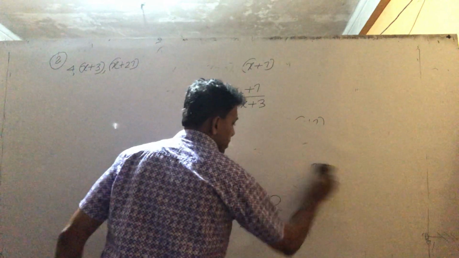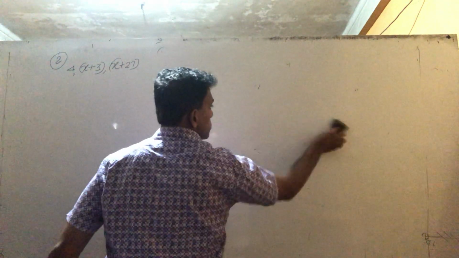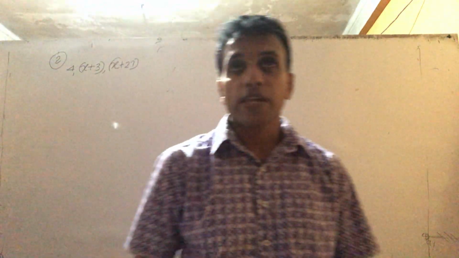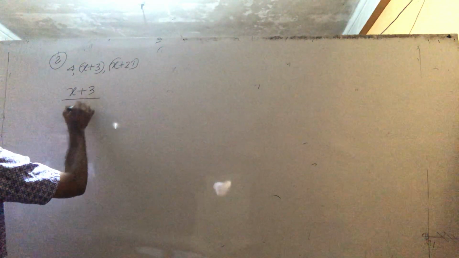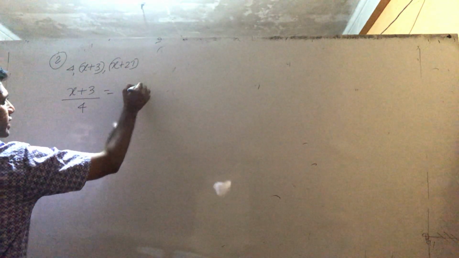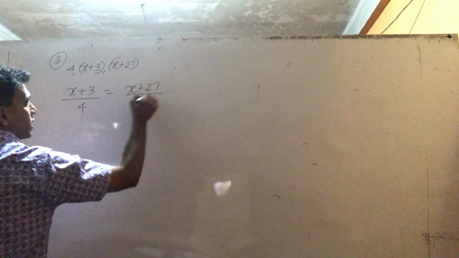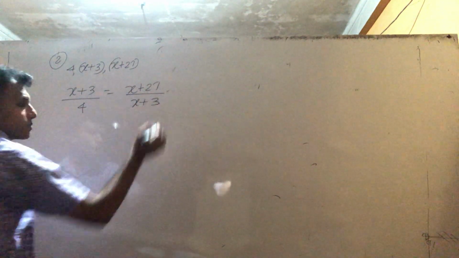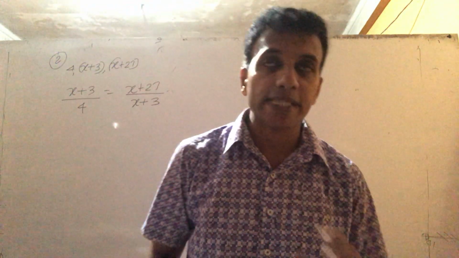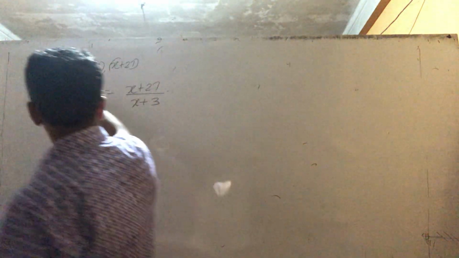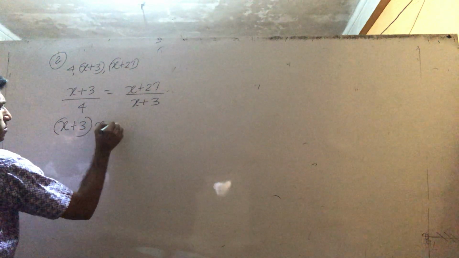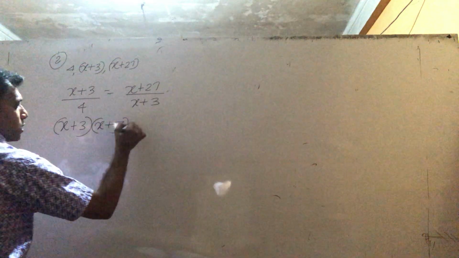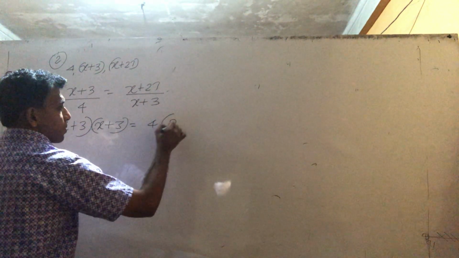Okay, same problem as I showed earlier. So first we complete the x value. The idea is to equate the common ratio, right? So here x plus 3 divided by 4 is the same as x plus 27 divided by x plus 3. Common ratio equating, this is the idea. Now cross multiply: x plus 3 into x plus 3, and 4 into x plus 27.